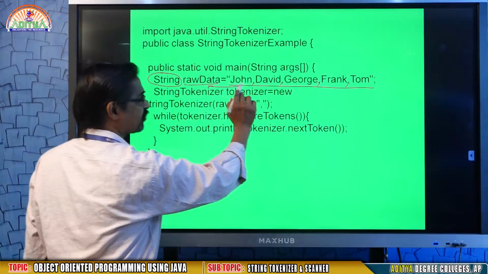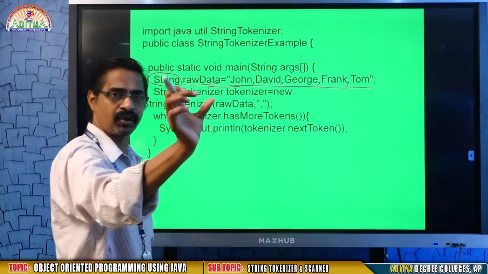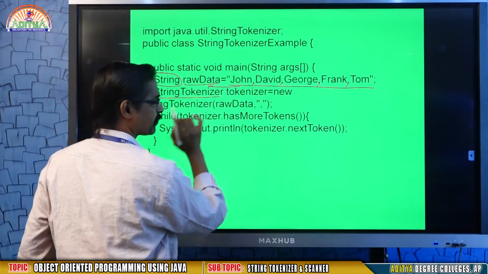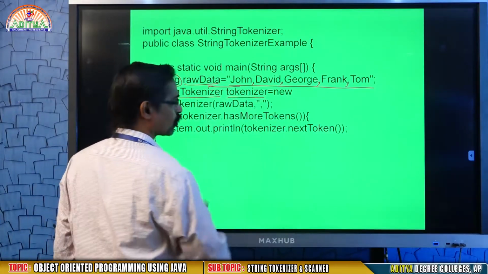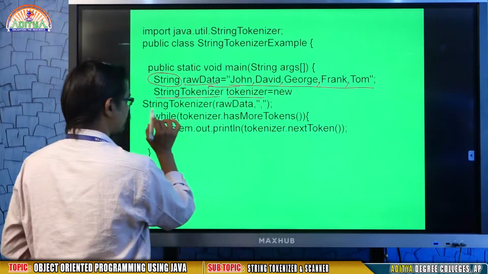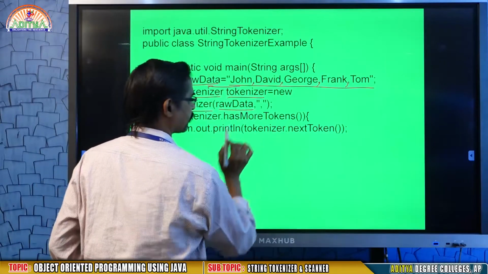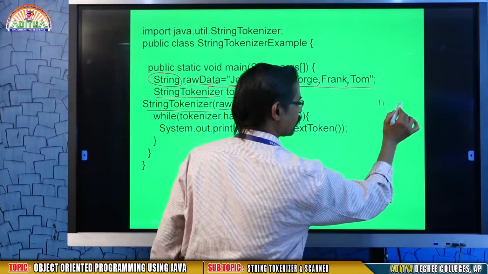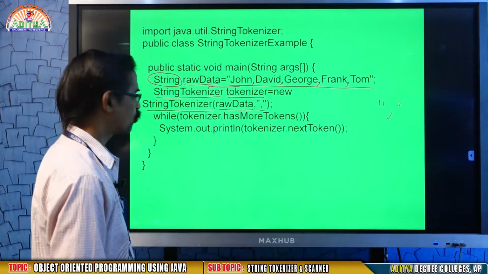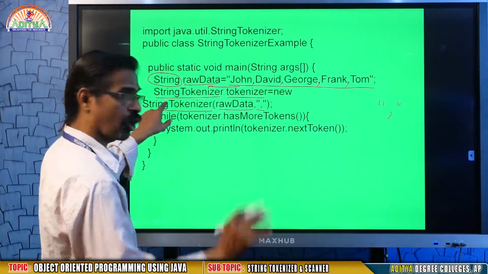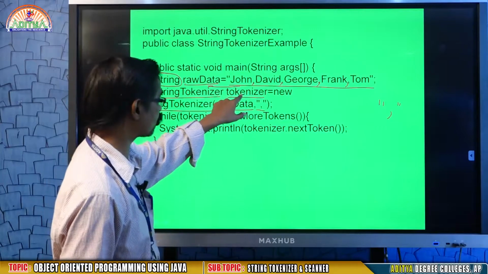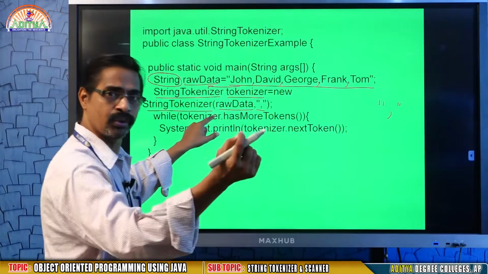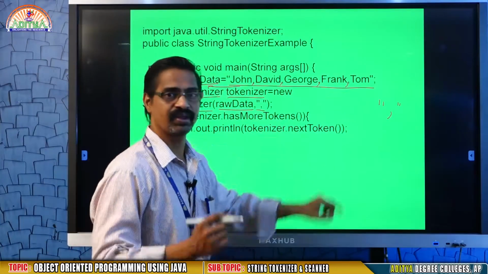Now raw data contains the following names. Now I want to print the names one by one. So again what I am doing is using string tokenizer. This is the object name, tokenizer: new StringTokenizer(raw data), where the delimiter, in double quotation marks, is a comma. That is the delimiter, so it will create an object, and that object is referenced by tokenizer. Now this tokenizer is helpful to get each and every substring.